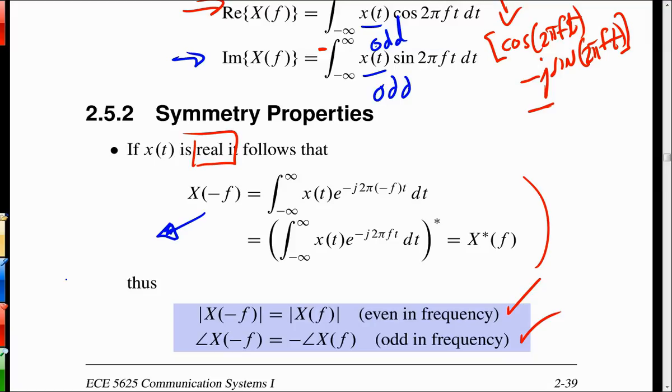Any other questions that I've now raised as a result of going through this? Okay. So is the phase always odd, no matter what? It's always odd as long as x of t is real. All this stuff goes away if x is complex. There are symmetry properties when x is complex, but they're really complicated. I mean, they get a lot more complicated.